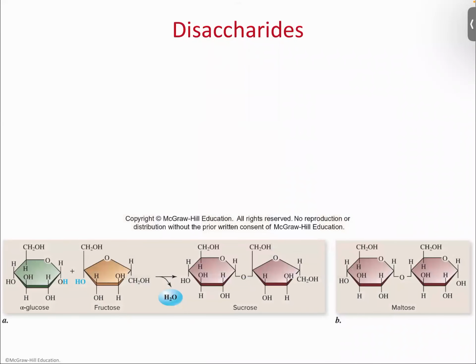So that's our monomers. Those are the big ones that we cover. There are lots of other types of monomers as well. So you've got fructose, you've got galactose.